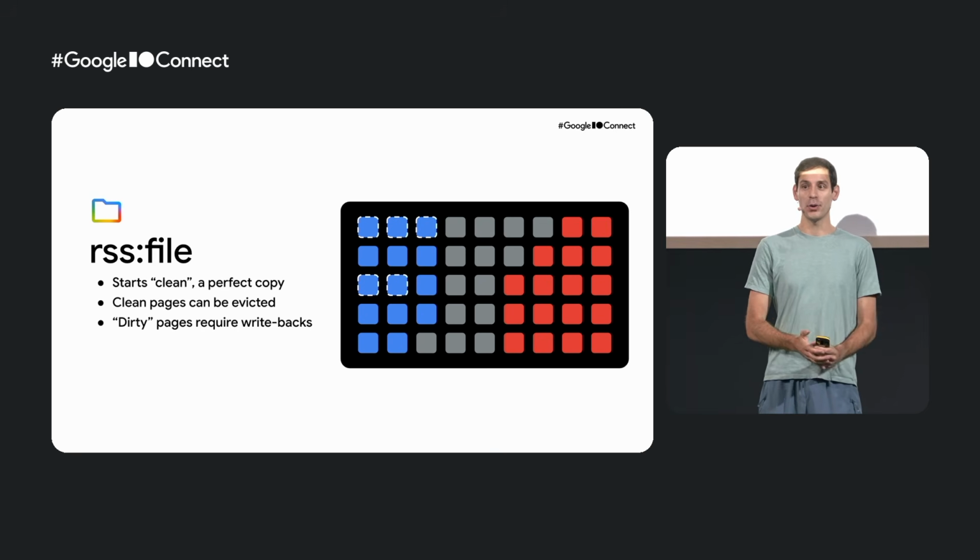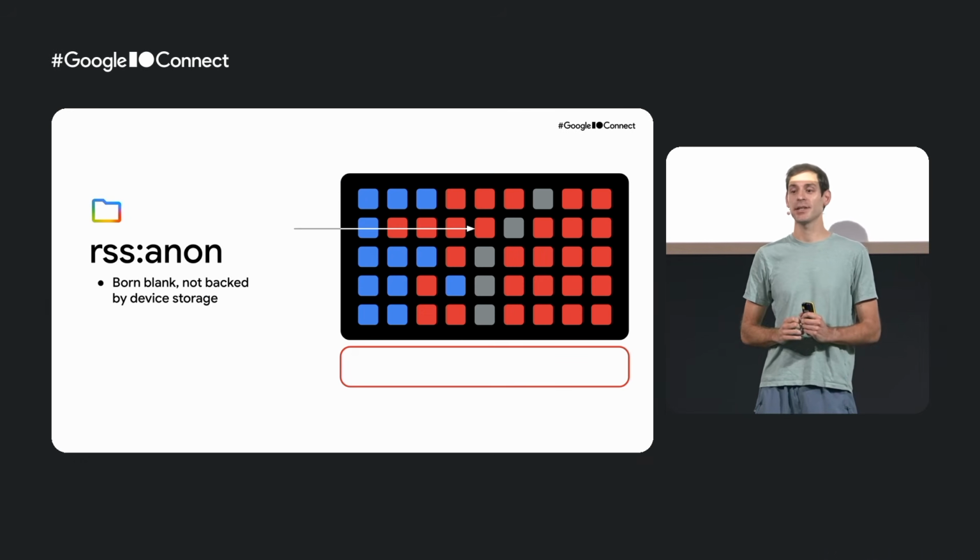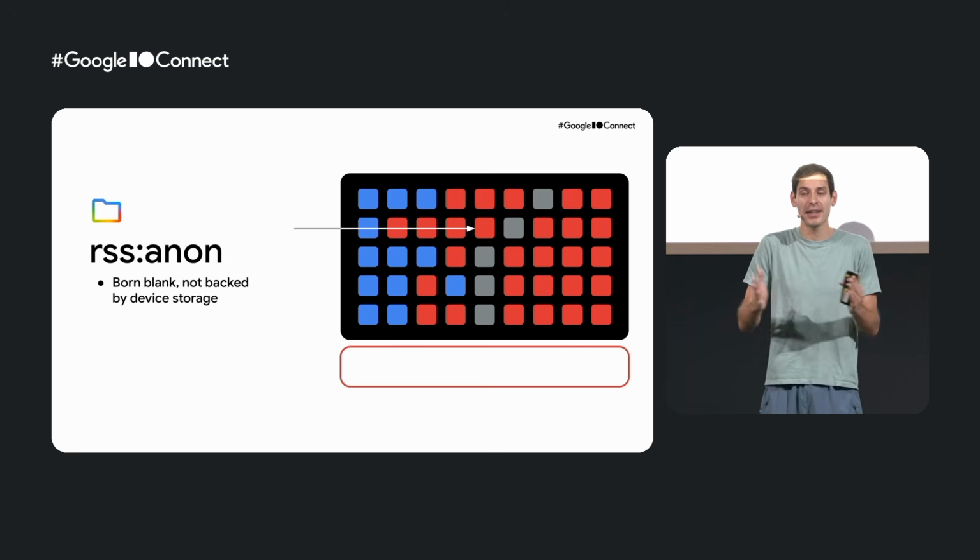What the kernel needs to do is write this back into the file system, and then it can evict that. Moving on to RSS anon, which is for anonymous pages instead. Anonymous pages are all other types of pages, so any pages that do not have corresponding content on disk. Think of things like any allocation of objects from your Kotlin code.